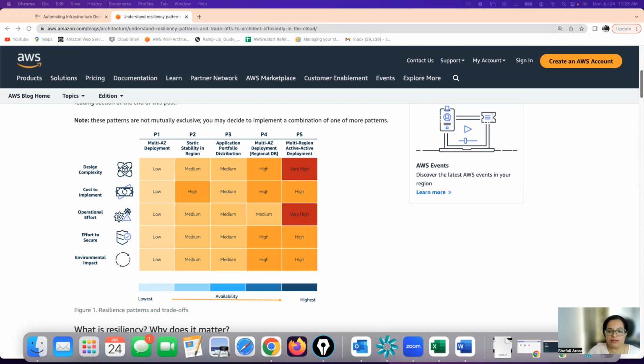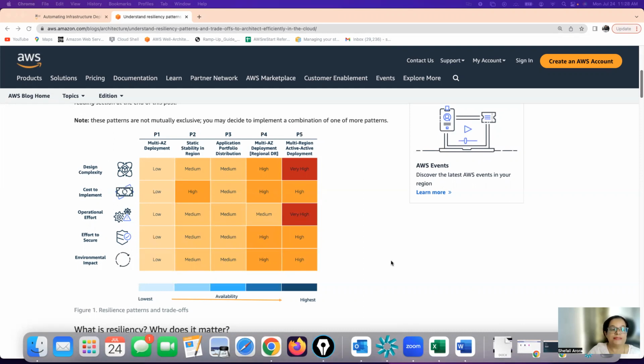Efforts to secure. Security complexity is less directly correlated with resilience. But again, when we talk about resilience and replicating the resources, we have to think of security for each of the components, and it's good to follow the best practices for security.